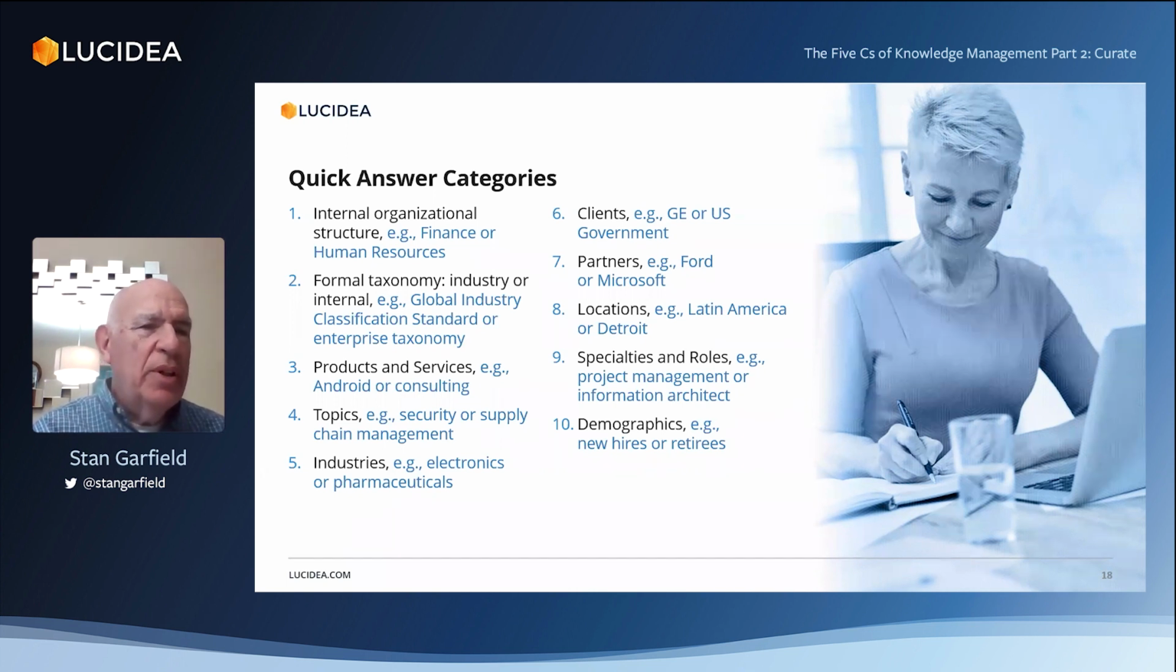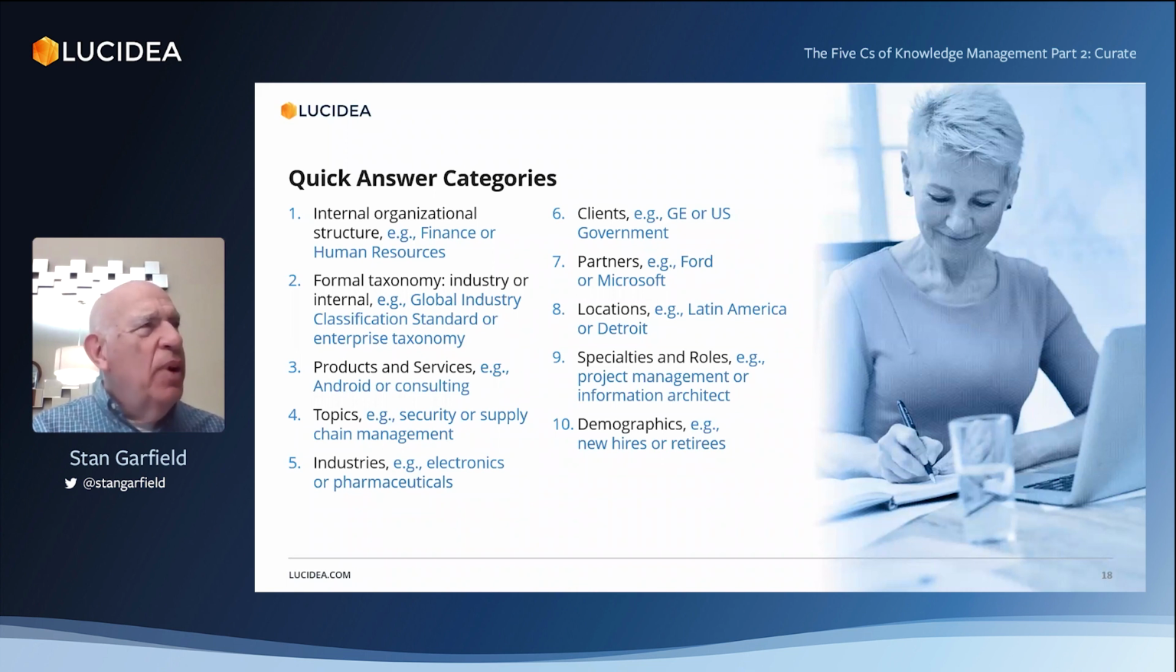So for example, it could be the Global Industry Classification Standard. That would be an example of an external industry taxonomy, or it could be your enterprise taxonomy that you've defined inside of your organization. But whatever, if you have those taxonomies defined, then you can pick out the terms from the taxonomy you consider to be the most important and have quick answers for each of those. Could be based on the products and services that your company offers. So for example, the Android phone or consulting services.